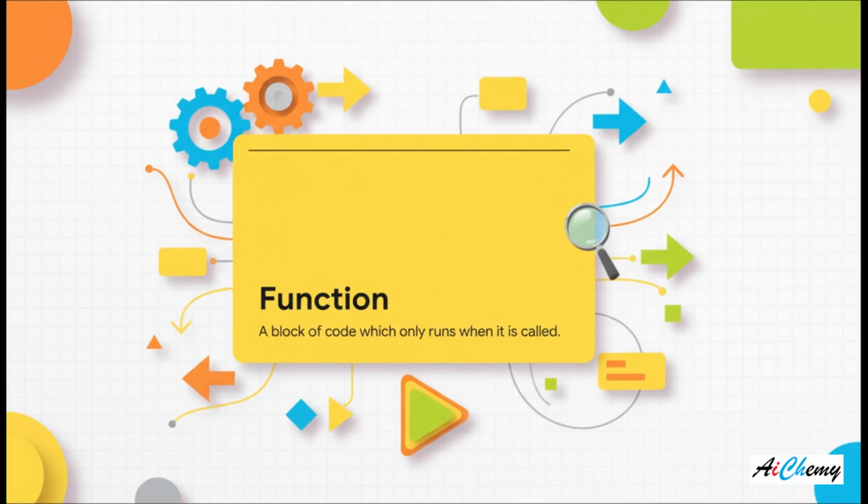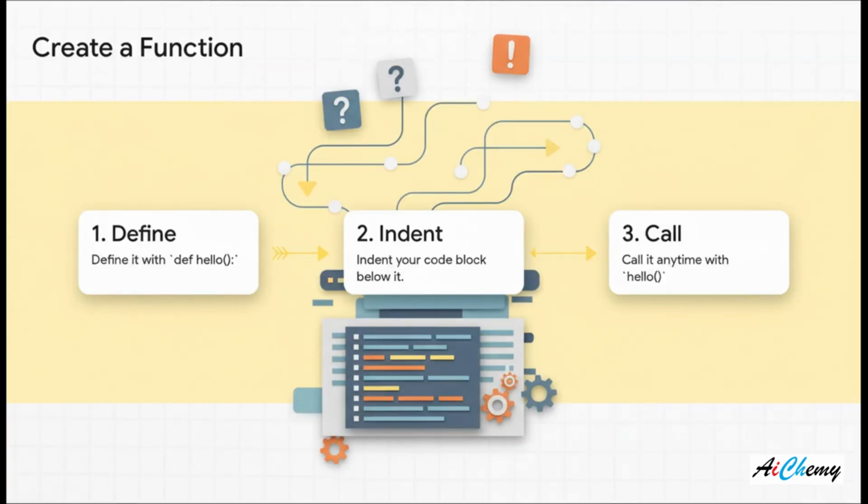So what exactly is a function? Well, it's basically a named chunk of code that's all bundled up to do one specific thing. The code inside of it doesn't do anything at first. It just sits there patiently waiting until you call it by name. And you know what? Making one is super simple. It's just 3 steps. First, you define it with the keyword def, give it a name, and add some parentheses. Second, you just indent your code right underneath it. And third, whenever you're ready to run that code, you just type its name with the parentheses. That's it. You've officially made your code reusable.